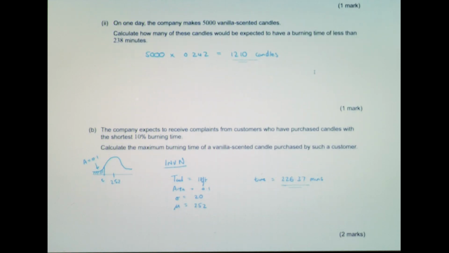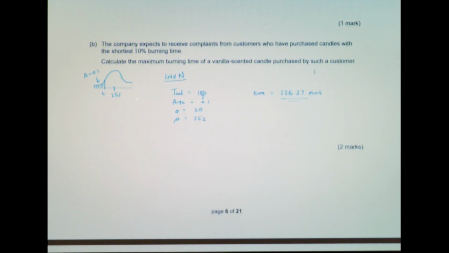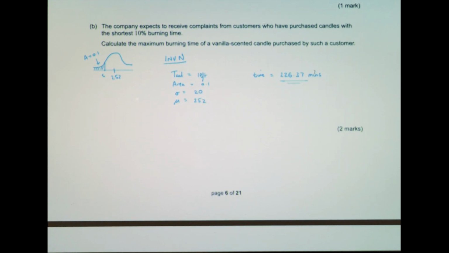Part B. So we're now looking at the company expecting to receive complaints from customers who have purchased candles with the shortest 10% of burning time. So we're looking at an inverse normal calculation here, with the tail on the left. If we had the tail on the right, then there was follow through based on that. I can't remember off the top of my head what the solution was for that, but they would still have got 1 out of 2 if they had the tail in the wrong place. So with time being a continuous variable, 226.37.4 was acceptable. Okay.